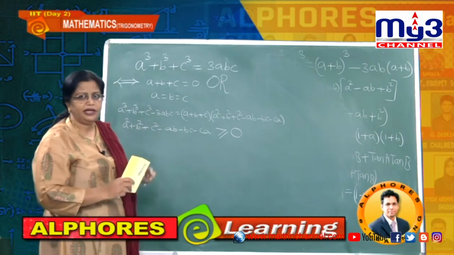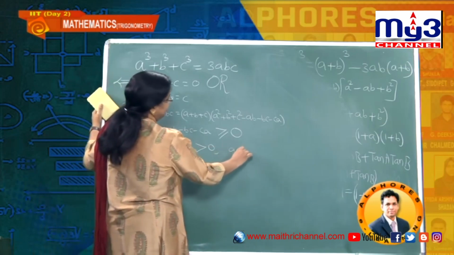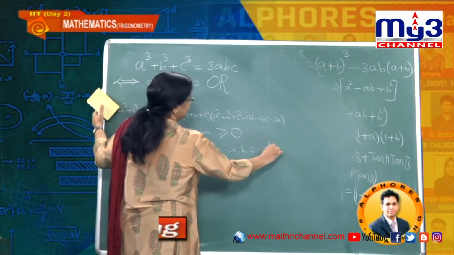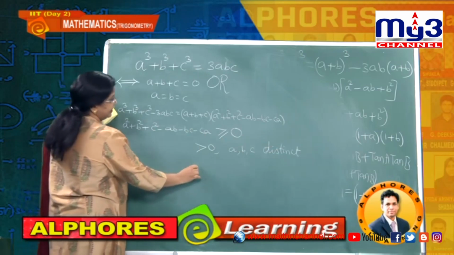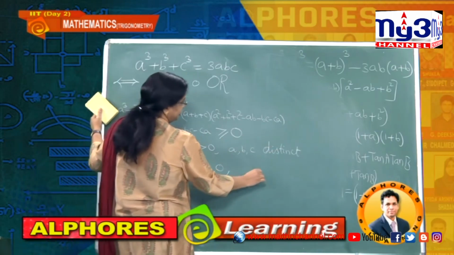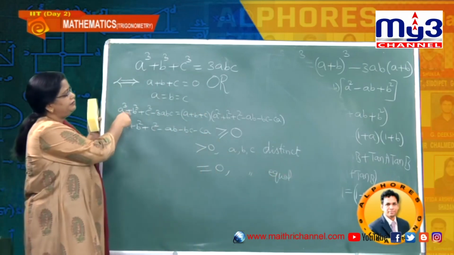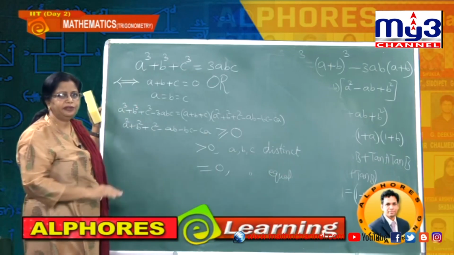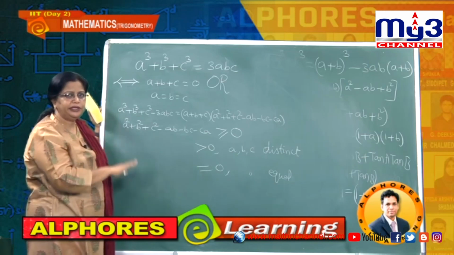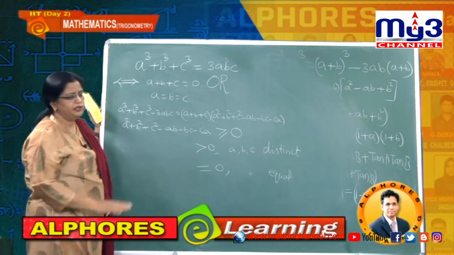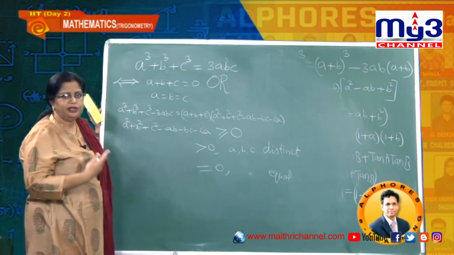And strictly greater than 0 is applicable when a, b, c are real numbers which are distinct, when these are all different numbers, and this is equal to 0 when a, b, c are equal, that is a equal to b equal to c. So in this way, all these formulae whatever we wrote till now are very important in our coming chapters, not only trigonometry but in other chapters also. So students, be confident with these formulae, wherever necessary directly you can make use of them.